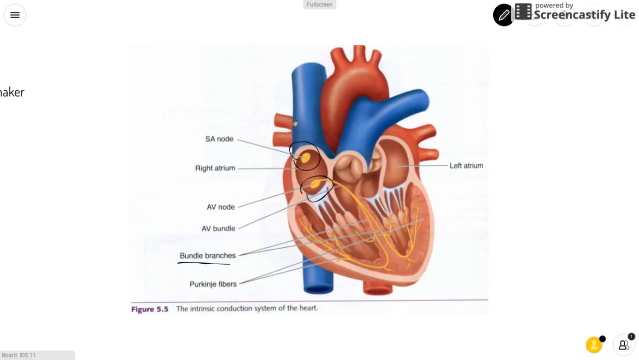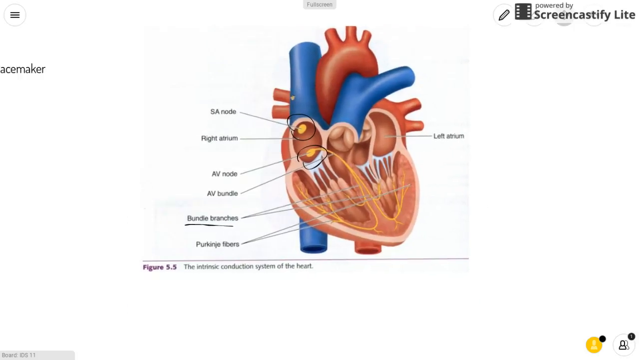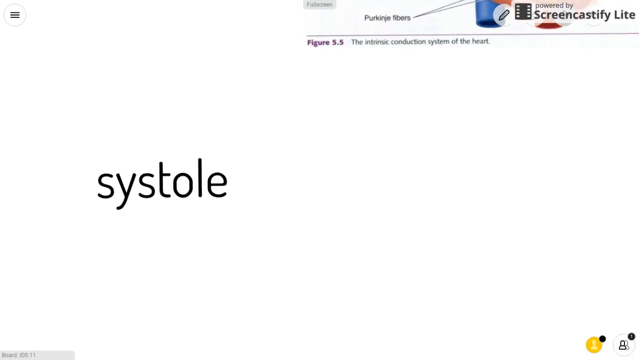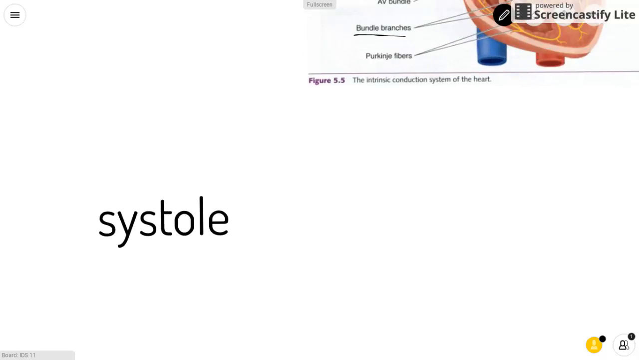One thing to note is that the ventricles contract at the same time and the atria contract at the same time. So when the right ventricle is contracting, the left ventricle is also contracting. So a cardiac systole is when the cardiac muscle tissue contracts to push blood out of the chambers. The diastole is when the cardiac muscle relaxes to allow chambers to fill with blood.